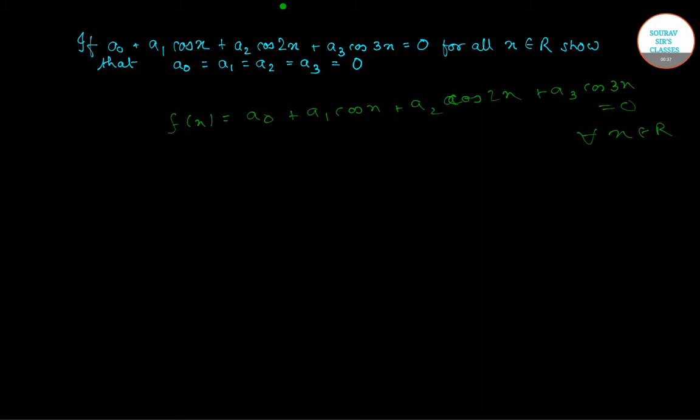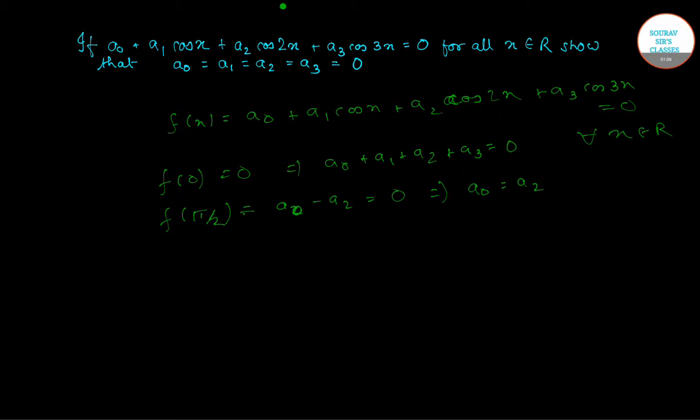So in particular, f of 0 would be equals to 0. This implies a0 plus a1 plus a2 plus a3 is equals to 0. Similarly, f of pi by 2, which is equals to a0 minus a2, is equals to 0. This implies our a0 is equals to a2. Now let us consider the previous one as equation number 1 and this one as equation number 2.